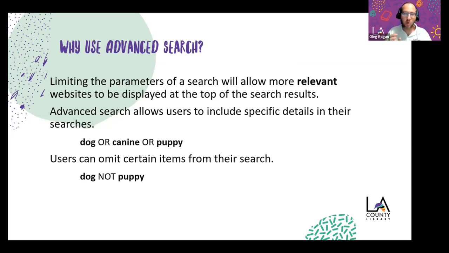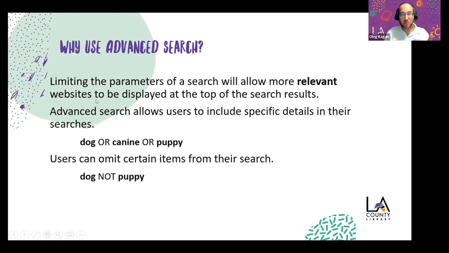Now, what most people don't know is you can also omit search terms from your search bar. The way you do that is you write dog, not puppy. That search will give you results that include the keyword dog, but omit the word puppy. That's helpful if you're not looking for advice about puppies. With Google, you don't usually put the word not, you put a minus, and we'll learn a little bit more about that coming up.